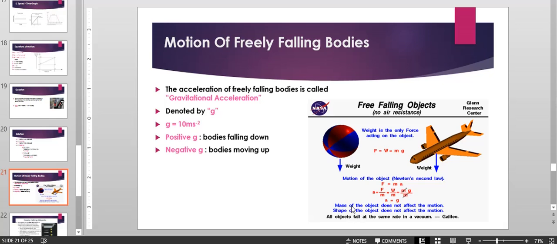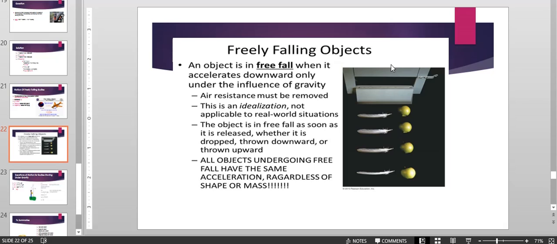So we can say that the mass of the object does not affect the motion, or the shape of the object does not affect the motion. All objects fall at the same rate in a vacuum, said by Galileo. An object is in free fall when it accelerates downwards only under the influence of gravity. Air resistance must be removed, which is an ideal case in real world situations.